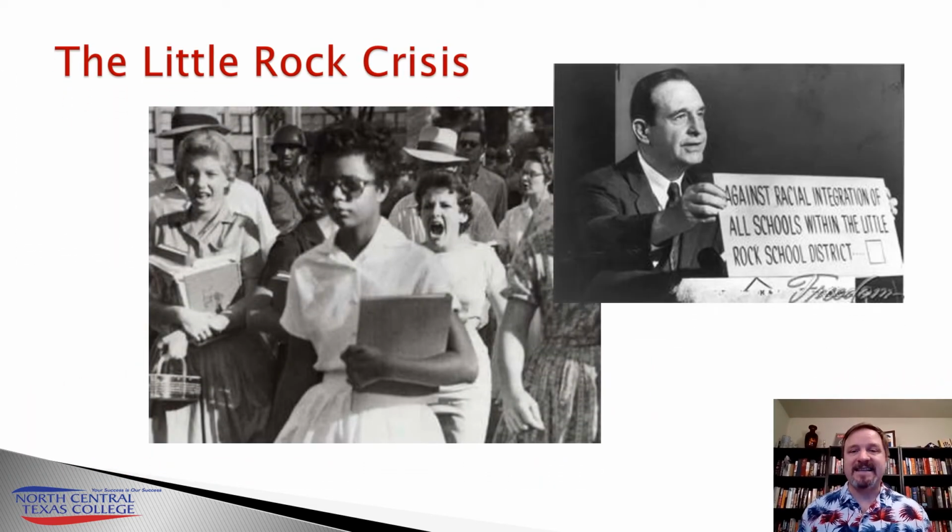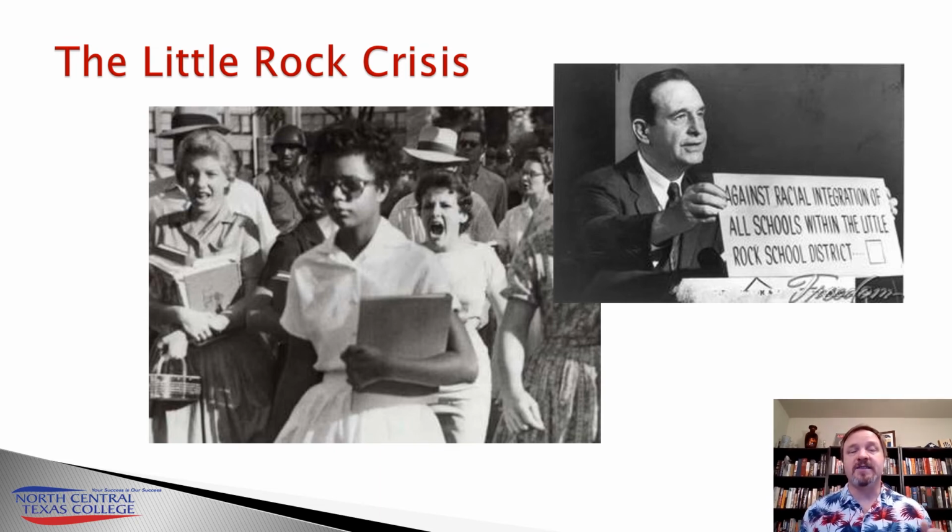In September of 1957, 3 years after Brown versus Board of Education, 9 African American students attempted to enroll at Central High School in Little Rock, Arkansas, right? The governor of Arkansas, Governor Orville Faubus, is going to claim that he's not going to allow this to happen. 3 years after Brown versus Board of Education, not a single school in Arkansas is desegregated, and Orville Faubus is not going to allow that to start now.